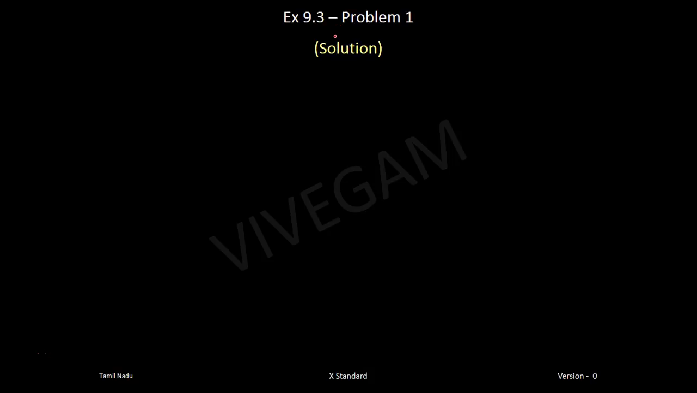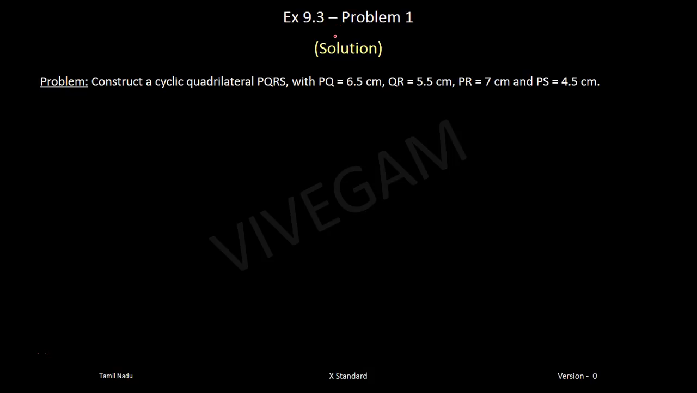Exercise 9.3 problem 1 solution. Construct a cyclic quadrilateral PQRS with PQ equal to 6.5 cm, QR equal to 5.5 cm, PR equal to 7 cm, and PS equal to 4.5 cm.